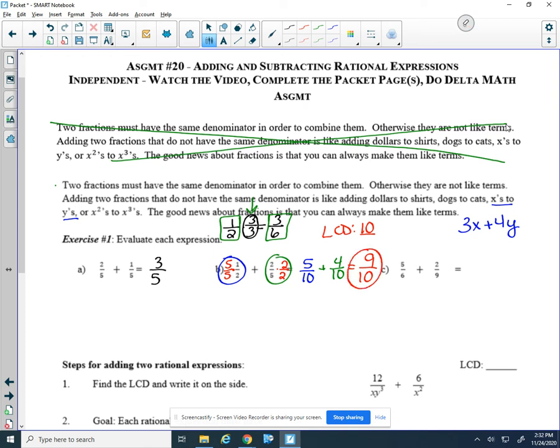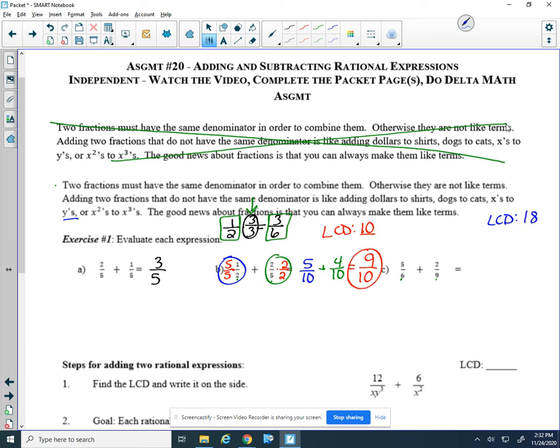Now, just to make sure we don't oversimplify things, here I have a 6 and a 9, but 54, which is the product of 6 and 9, is not my LCD. Over here, 2 times 5, 10 was my LCD. Here we can choose something smaller. So we want to think about the smallest possible thing that both 6 and 9 go into, and that's 18.